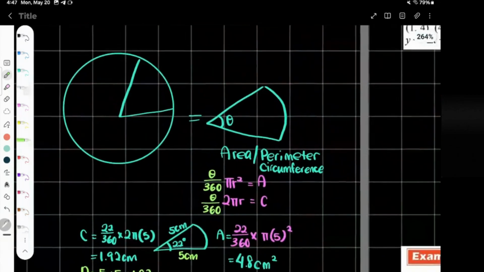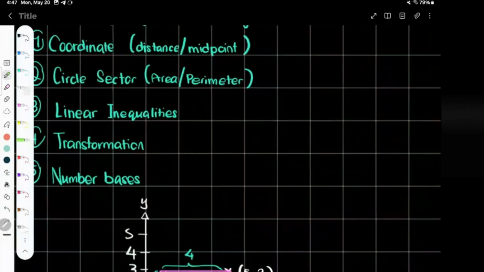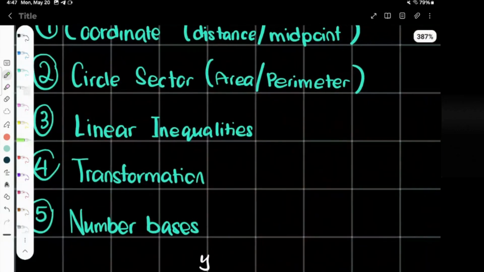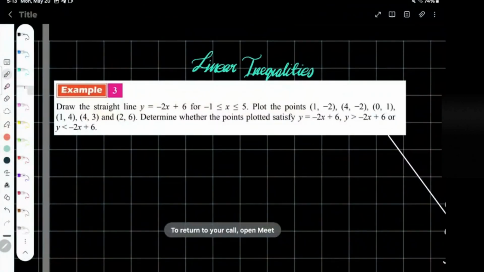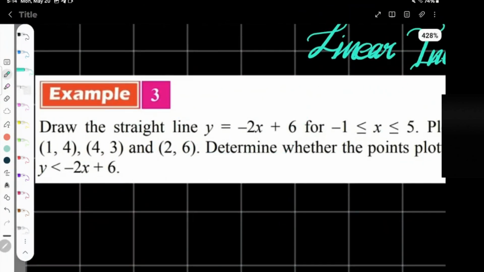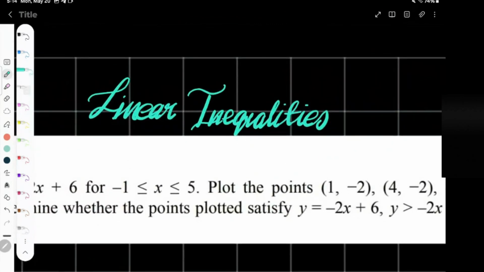Now that is simple, right? So let's go to the next topic, which is linear inequality. Linear inequality is quite easy if you know the shortcut. Linear inequalities are always about an equation, and inequalities means it's not equal. So it's going to be this symbol, or this symbol, or even this symbol.